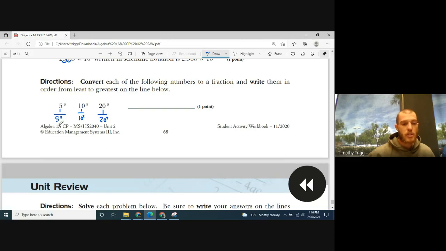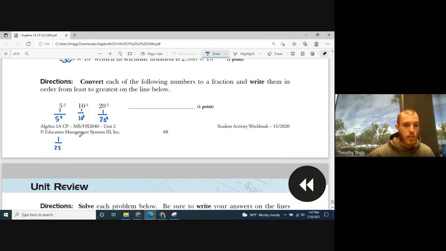Let's go ahead and change each of those. So 1 over 5 squared. Well, what does 5 squared mean? That means 5 times itself, 5 times 5. So this would be 1 over 25. So this first fraction is 1 over 25.